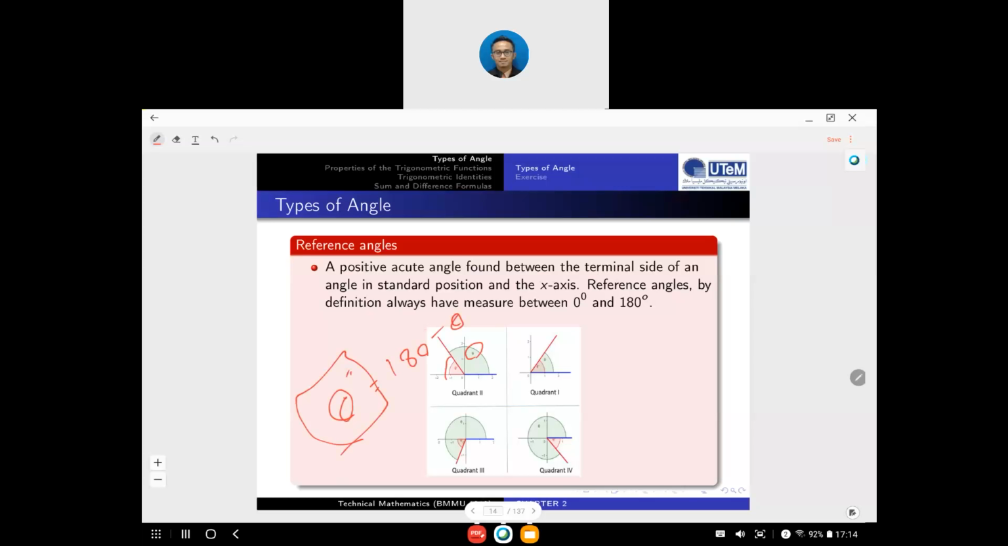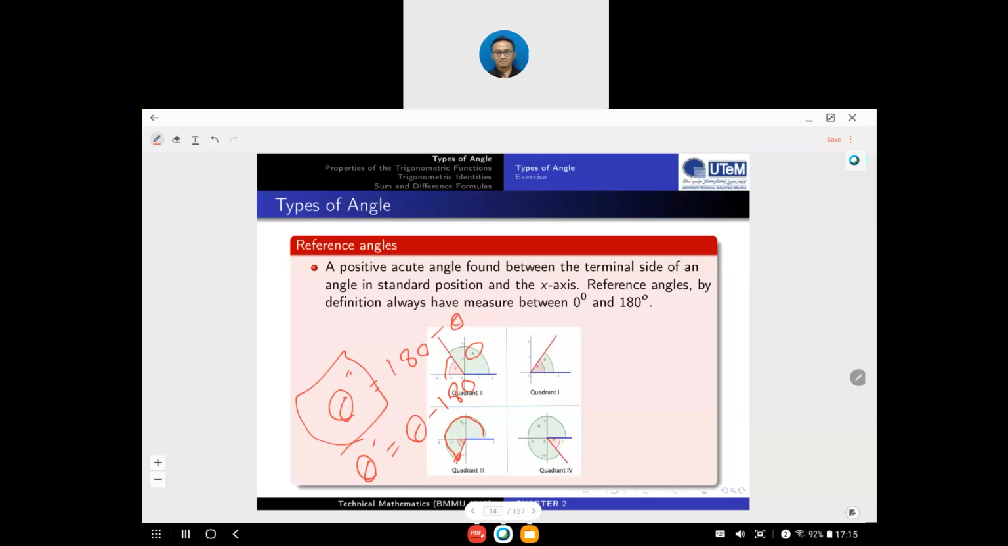Okay. For quadrant 3, if you have this theta, green one, what is the reference angle? So because this one more than 180, so reference angle theta prime equal to theta minus 180. Okay. Sebab dia lagi besar daripada 180. So this one we call it as reference angle when theta minus 180. So dia punya reference adalah the red one.